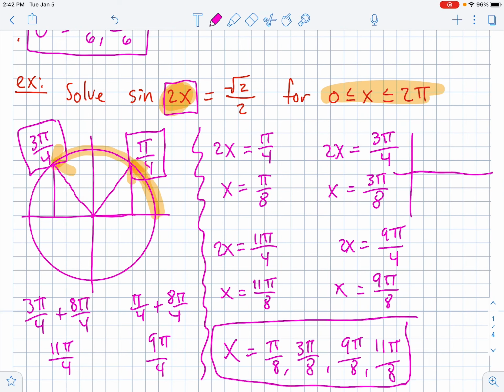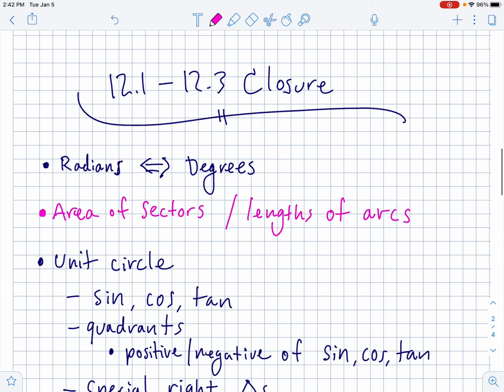Later on, when we start to learn about these curves, you can think of this as compressing it horizontally by a factor of 2, which would mean you'd actually have 2 of these in between. But don't think about that too much right now. Just think about the theta going twice as fast around the circle.